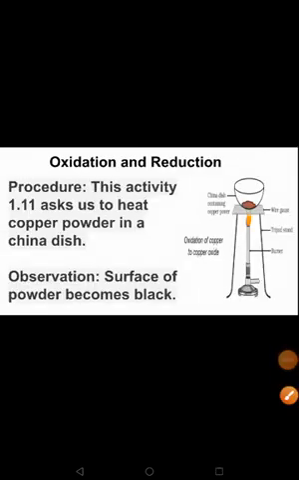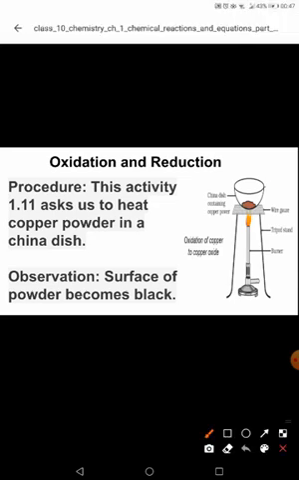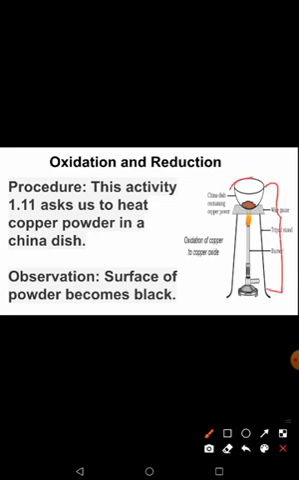Let's now learn about oxidation and reduction. Let's begin with the activity given in your textbook, activity number 1.11. It is given on page number 12 of your textbook. It is said that you have to heat copper powder in a china dish. The experimental setup is given here. This is a china dish in which you are taking copper powder and you are heating it. On heating, you will see the surface of the copper powder turning black.